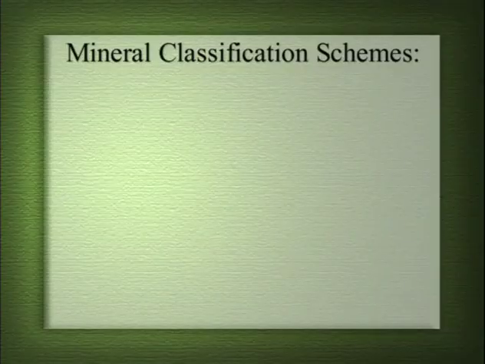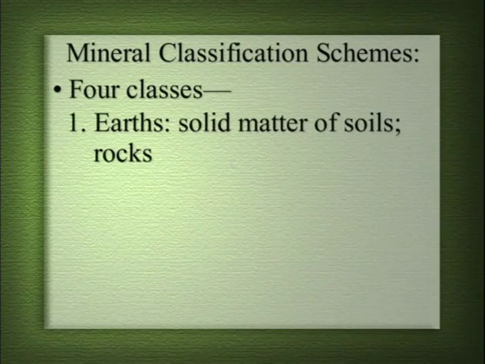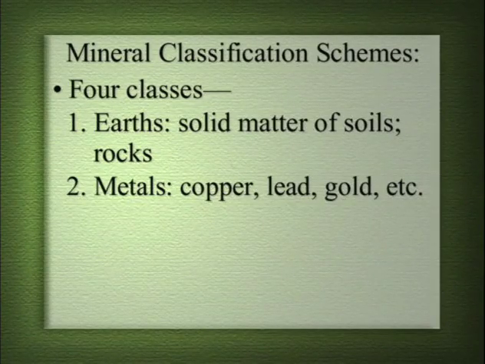By the 18th century, there had grown up many different ways of classifying what were known as minerals. One common classification scheme included 4 classes. First, there were what were called earths. This is the solid matter of soils, but it also included rocks. The second class was metals. I mentioned metals above. Materials like copper, lead, gold. These had obvious uses, and therefore it's not surprising they constituted a class by themselves.